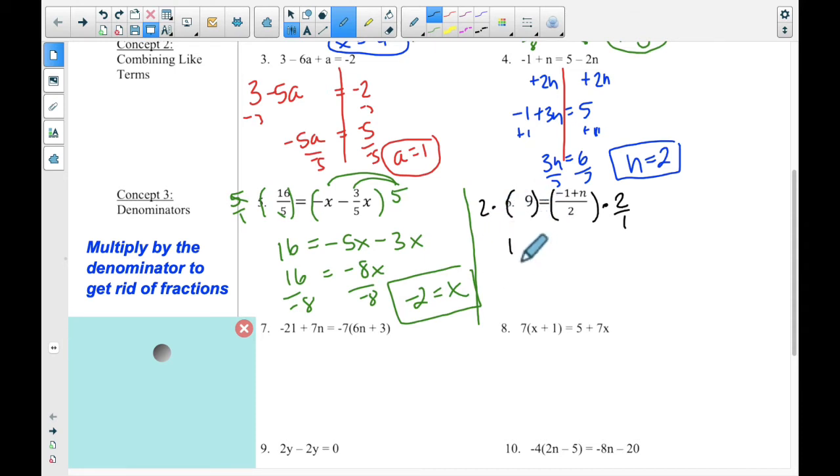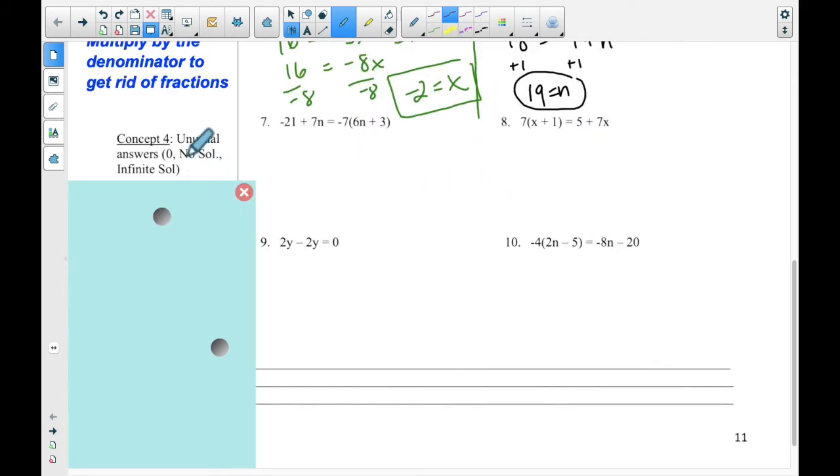I multiply that out. That gives me an 18. On the right-hand side, the 2s cancel. And so I get negative 1 plus n. I need to add that 1 to both sides. And so I get n equals 19, or 19 equals n. Of course, on any of these, you should be able to plug it back in to check your answer. I didn't take the time to do that in the video, but you can always plug it back in to check your answer.